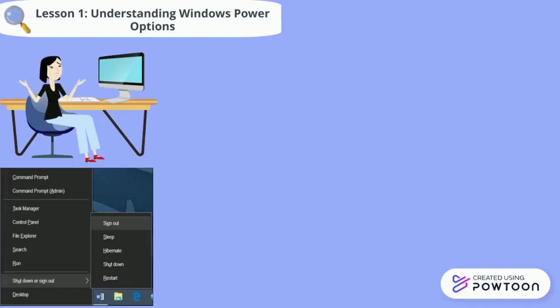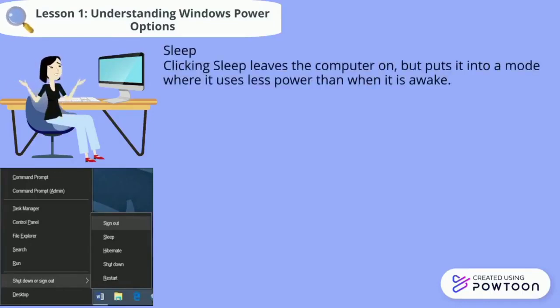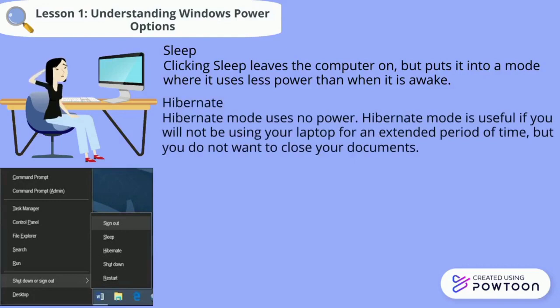Understanding Windows power options. Sleep. Clicking sleep leaves the computer on, but puts it into a mode where it uses less power than when it is awake. Hibernate. Hibernate mode uses no power. Hibernate mode is useful if you will not be using your laptop for an extended period of time, but you do not want to close your documents.